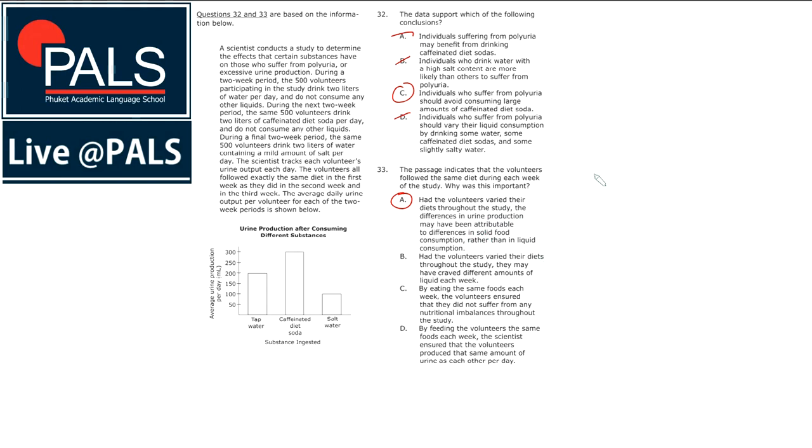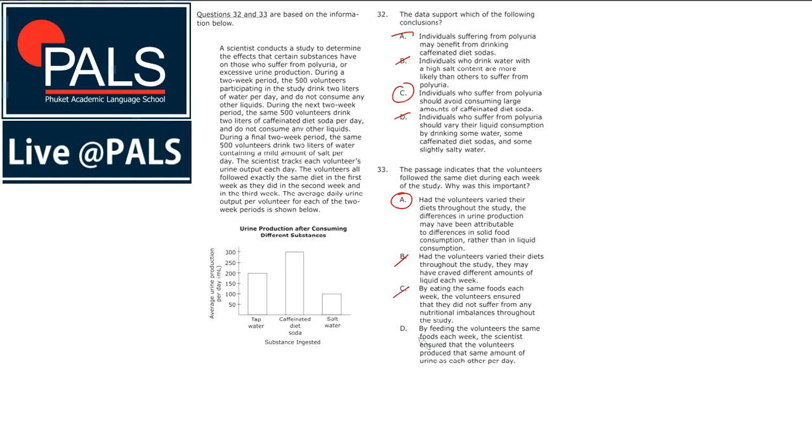Now think about the amount of salt in the food. Some foods are very salty, others are not. So if they had different diets, then the diet may have affected their urine production and eventually even outweighed the different types of drinks or liquids that they have consumed. Yeah, so the rest probably ensured that they did not suffer from any nutritional ailment.